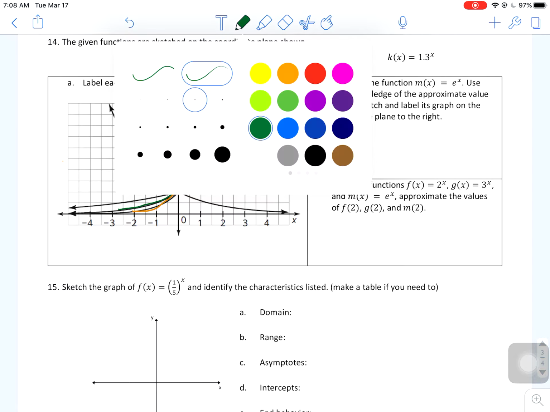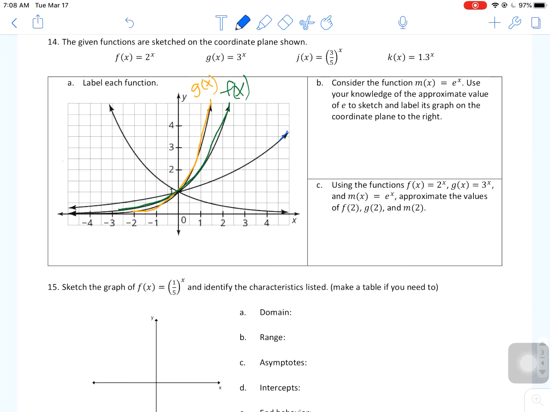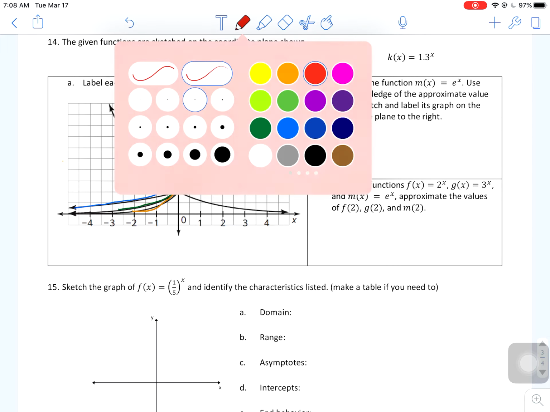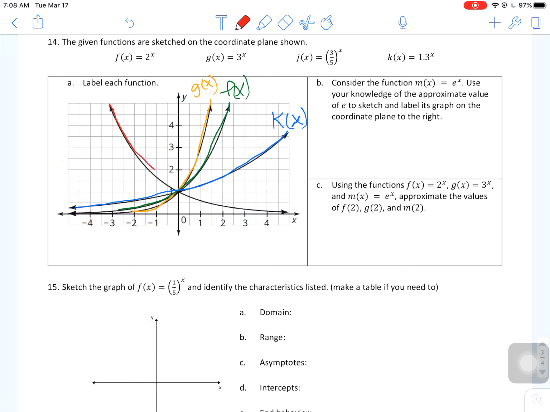The next steepest curve is way less steep, that blue one there, so that would be k of x, which equals 1.3 to the x. And then the only graph that is decreasing the entire time is this one over here. So that must be j of x, because the b value of 3/5 would be equivalent to 0.6. And 0.6 is in between 0 and 1. So that's how you know that it would be a decay graph instead of a growth graph like the other three.